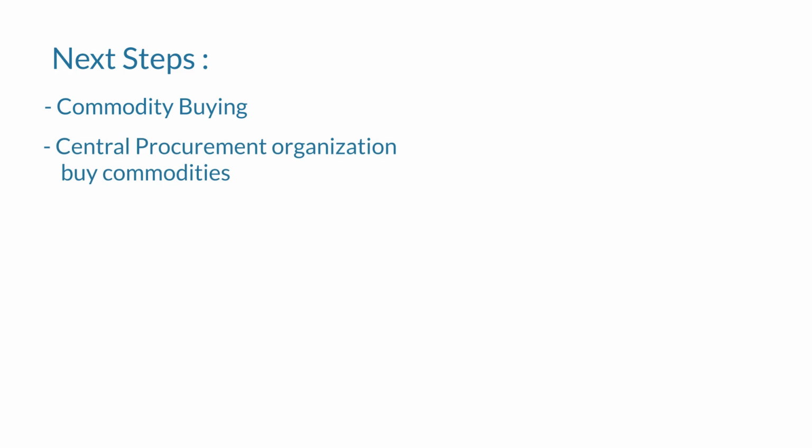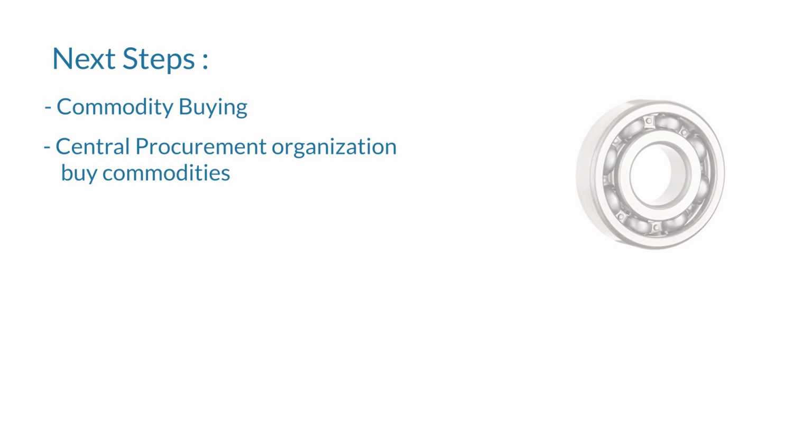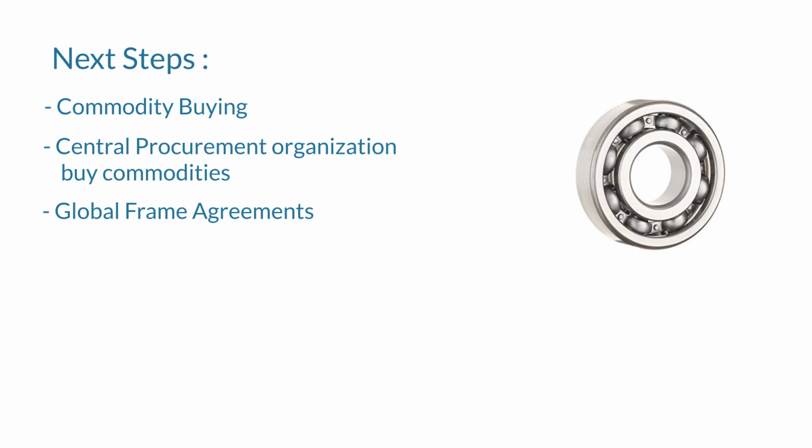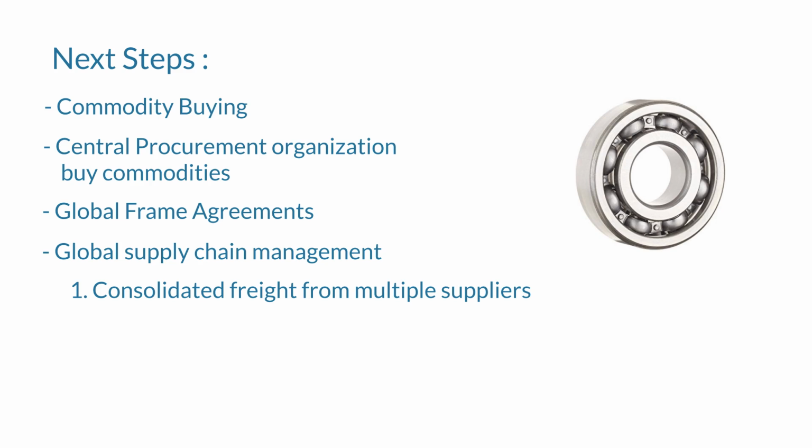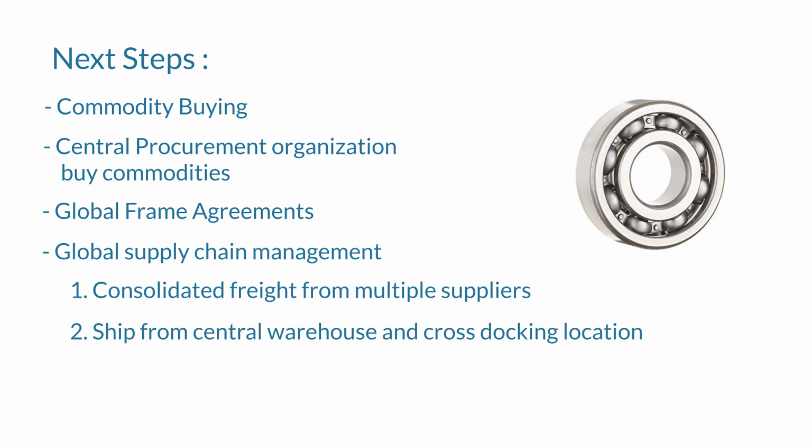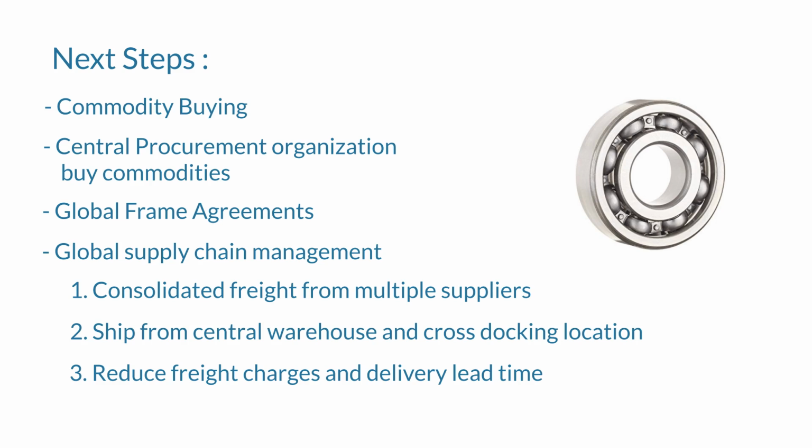The next step is to introduce commodity buying and to let a central procurement organization buy the commodities. For example, all your machines are using bearings. Why not negotiate a global frame agreement for bearings with one bearing manufacturer instead of buying them from a variety of equipment and bearing manufacturers and distributors? From there, it's another step to introduce global supply chain management. You consolidate the freight from multiple suppliers and then ship them to the entities from a central warehouse and cross-docking location to reduce freight cost and lead time.